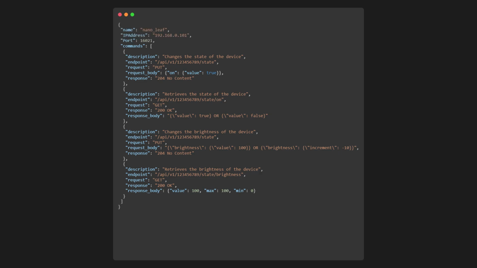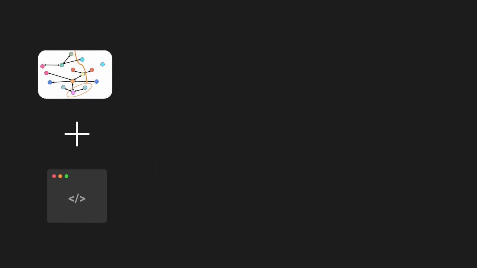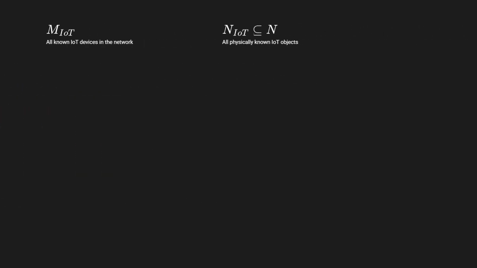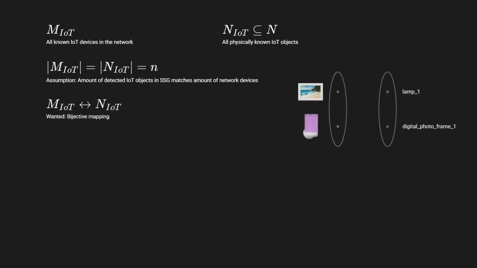Our system then combines these two data sources and maps them together, so that we know which physical objects belong to what particular network device. This way, we know precisely the 3D position and orientation of each IoT device in the room. We assume that all potential IoT device candidates have been identified in the physical objects of the semantic scene graph. And our goal is to get a bijective mapping between physical object and network device.